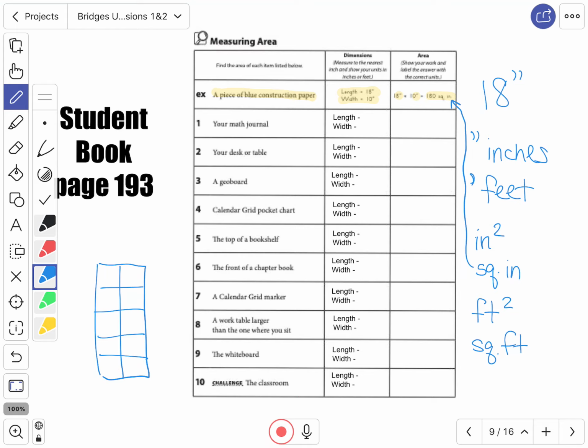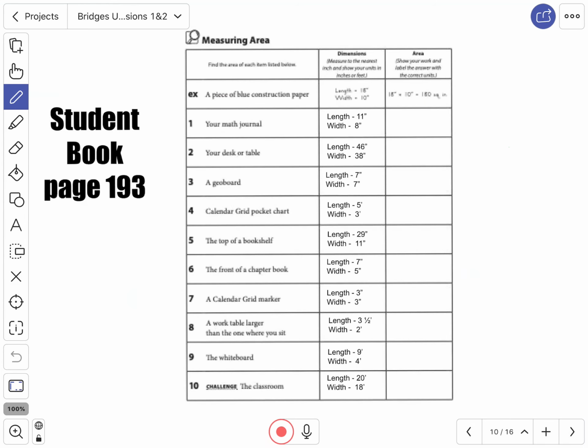All right, so I'm going to turn to the next slide, and it has all of the measurements that you would possibly need to complete this, okay? We're going to do the first few together, and you're going to do the rest of them on your own, all right? Okay, so let's talk about your math journal for a minute. Your math journal is approximately 11 inches by 8 inches, okay? So to find the area, we would put 11 inches times 8 inches, and altogether 11 times 8 is 88 square inches, okay? So that's how we would do that, 88 square inches.